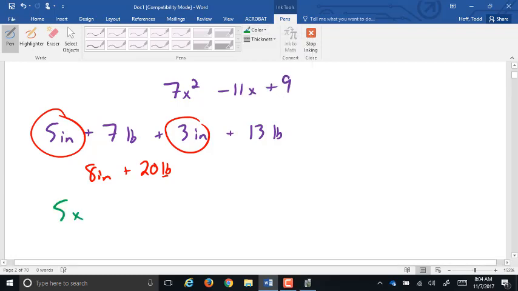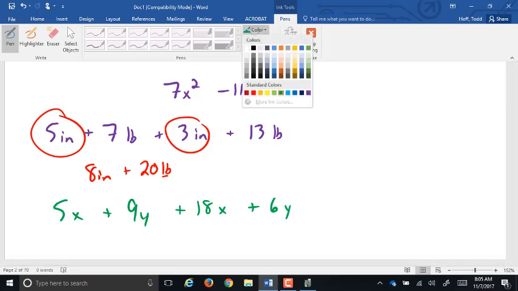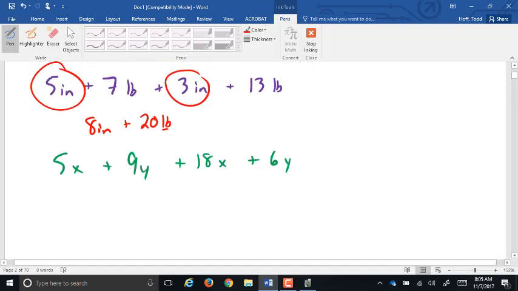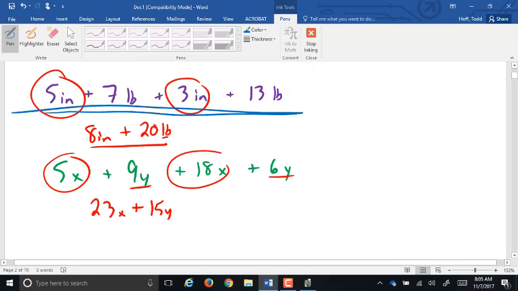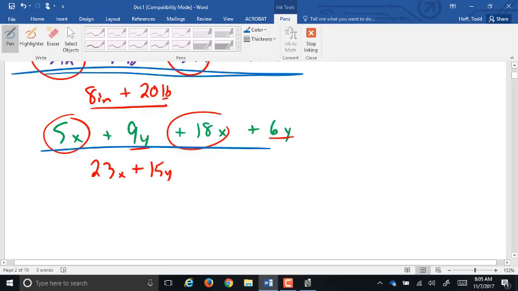Likewise, I could have 5x plus 9y plus 18x plus 6y. What can I combine here? Yeah, the 5x and 18x make 23x. 9y and 6y make 15y. Now notice up here I put that plus in there as kind of an and. Same thing here. That's a positive 15y, so I put a plus in there. Now, one of the differences is these, inches and pounds are pretty much going to be positive numbers. With our algebraic numbers, we can throw in negatives.